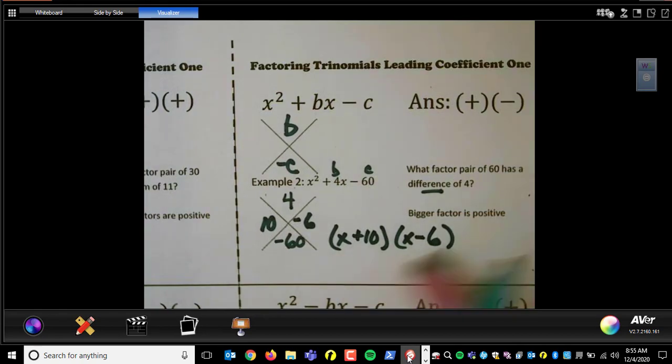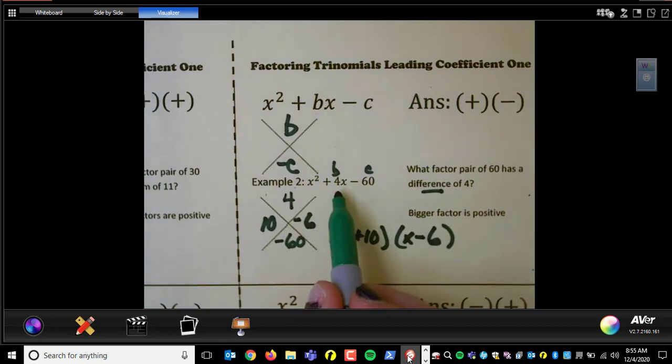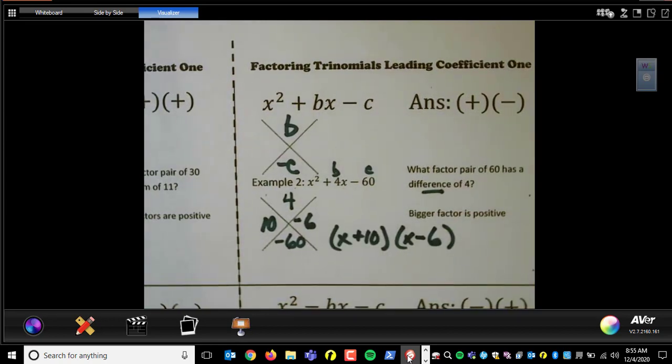Now again, if I were to refoil that out, and especially I can do the inner and the outer. The inner is 10x, the outer is negative 6x. 10x plus a negative 6x, you bet, that's your 4x that's in the middle. All right, one last one.